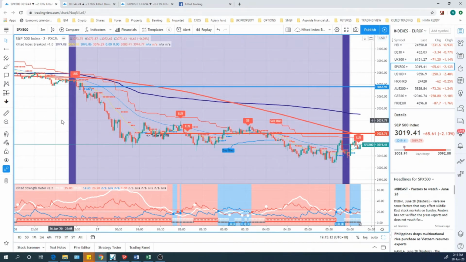Kilted index breakout. Okay, so our rules were right off the bat, right off the starting line, you would be looking to go short. Why? Because we've broken our 200. We're below our main decision line, which is this thick blue line. Remember, we would have taken an entry here, and we would have run this thing right down to here. Look at that run. How lovely is that?